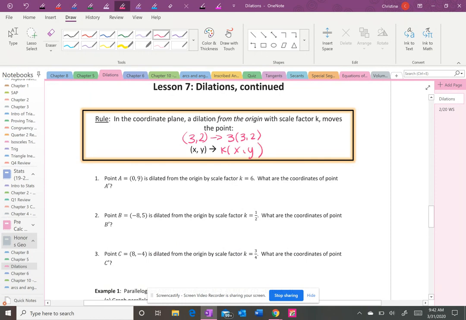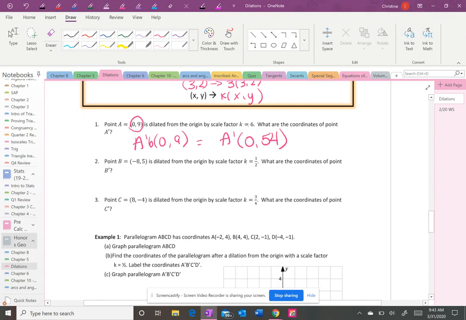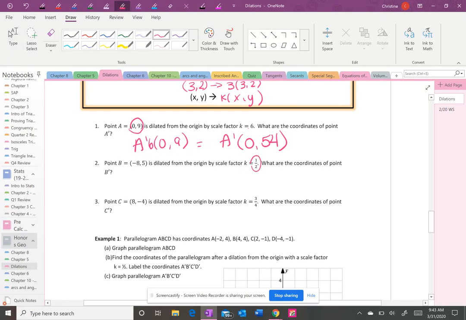So (0, 9) is dilated with a scale factor of 6. So point A prime would be located at 6 times (0, 9), or (0, 54). Same thing, just take the scale factor, multiply it by the coordinate.